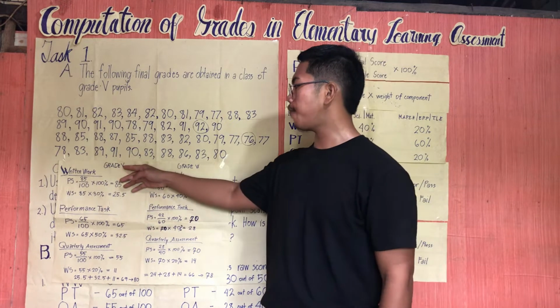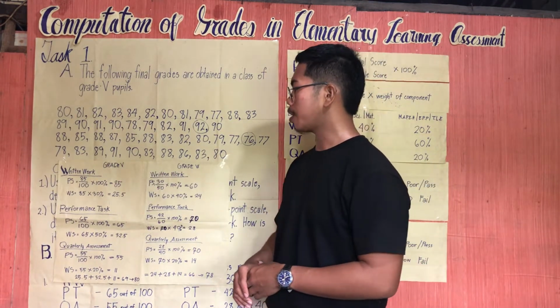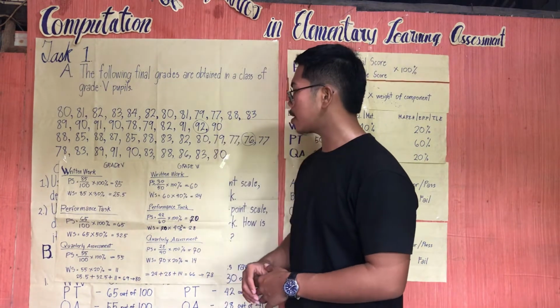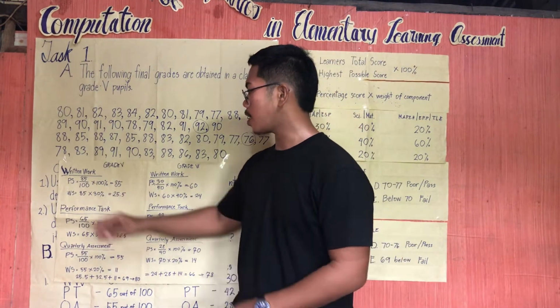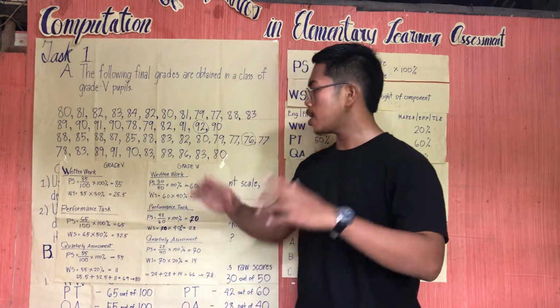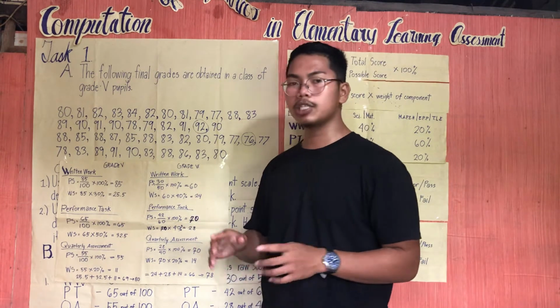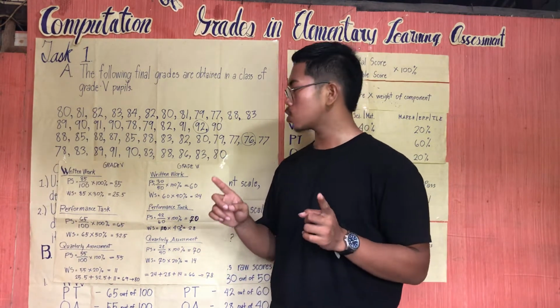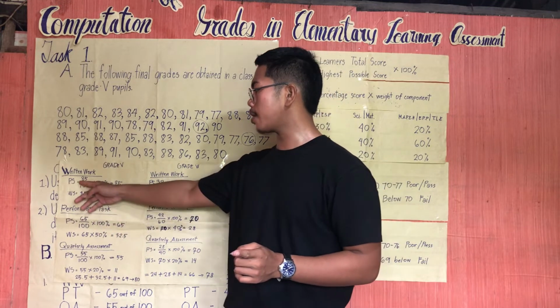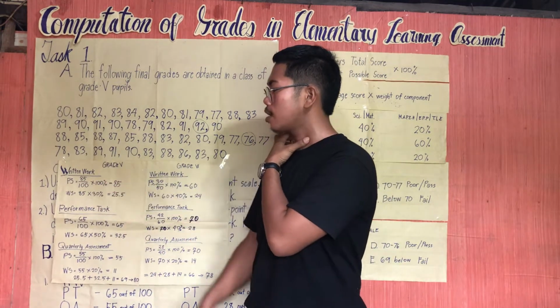Here, for the grade 5 pupils, for the written work, the given learner's total score is 85. And the highest possible score is 100. In order for us to calculate the weighted score, we must first find the percentage score. And so we will have here the computation of the percentage score.